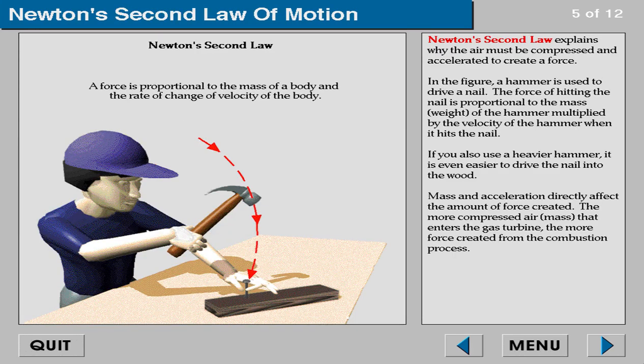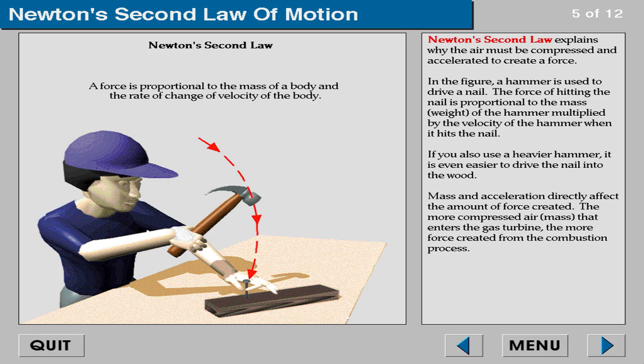Newton's second law explains why the air must be compressed and accelerated to create a force. In the figure, a hammer is used to drive a nail. The force of hitting the nail is proportional to the mass weight of the hammer multiplied by the velocity of the hammer when it hits the nail. If you also use a heavier hammer, it is even easier to drive the nail into the wood. Mass and acceleration directly affect the amount of force created. The more compressed air mass that enters the gas turbine, the more force is created from the combustion process.